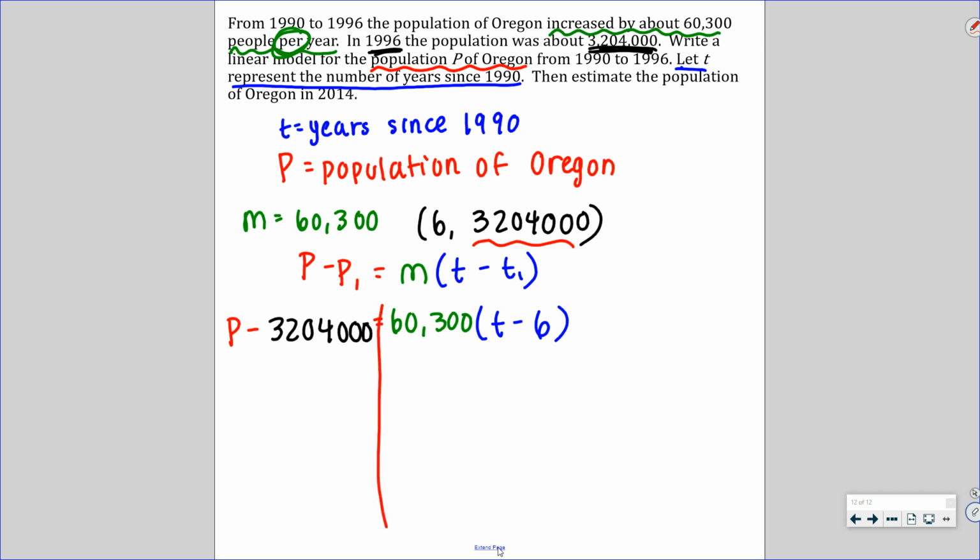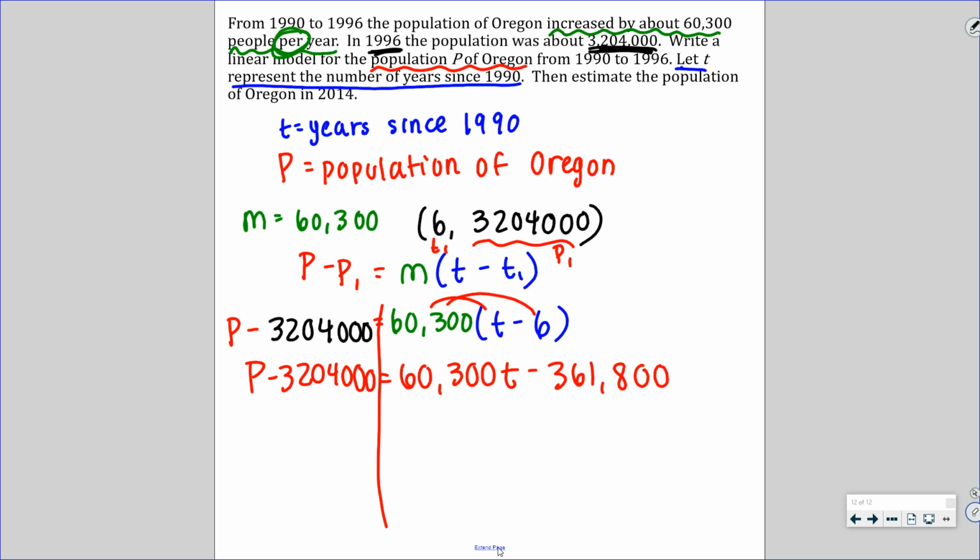Okay, so I'm using point slope form. Everyone see what I did there? There's my T sub 1, there's my P sub 1. They gave me that piece of information. Now we're going to go ahead and distribute this number and solve for P to put this into slope-intercept form. 60,300 times 6 is 361,800. And then I can finish by adding over this 3 million.